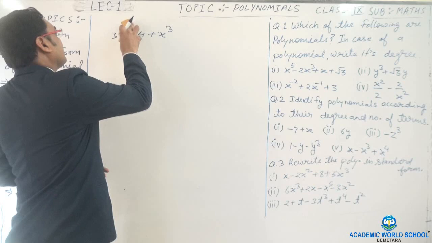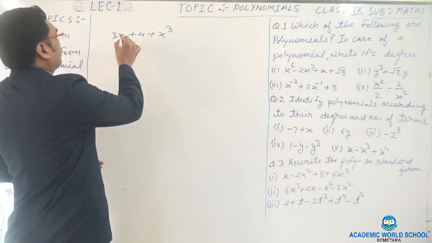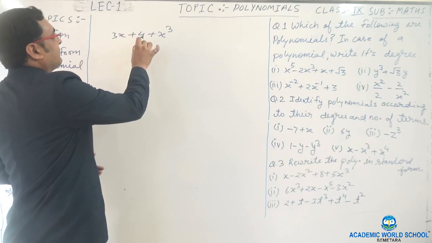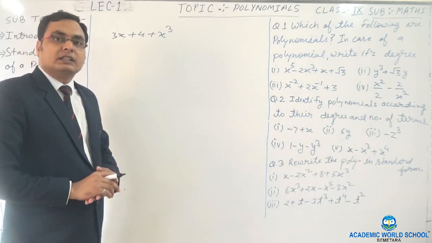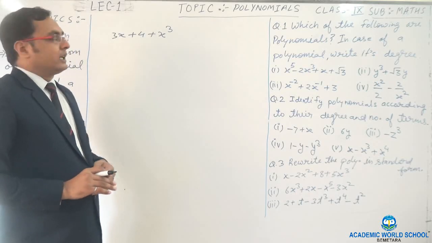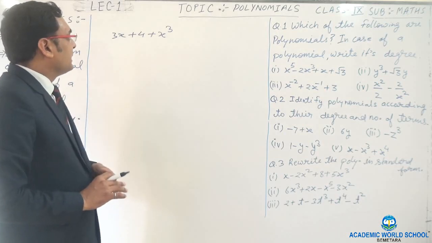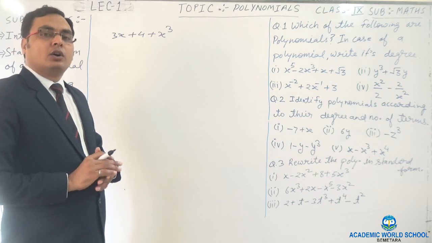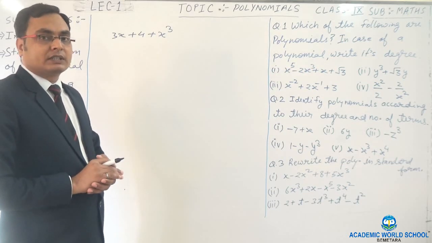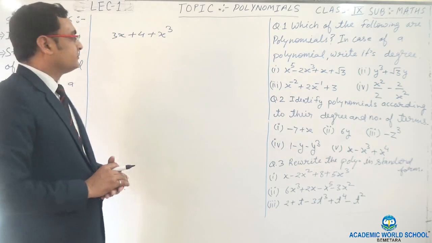But it is not written in standard form because here we have power as 1, here we have power as 0, here we have power as 3. It is neither in increasing order nor in decreasing order. If we write this polynomial in decreasing order of the powers or the increasing order of the powers, then this polynomial will be in its standard form.